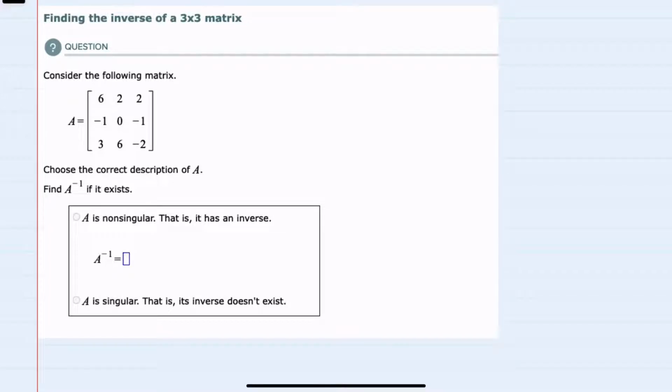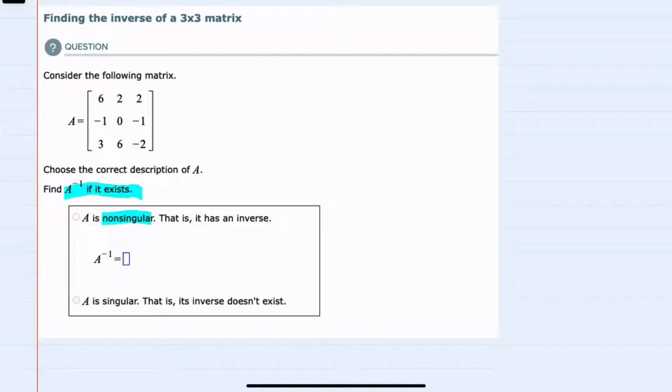In this video, I'll be helping you with the ALEKS problem type called finding the inverse of a 3x3 matrix. If this is the first time you are attempting to find the inverse of a matrix, I would first watch the video on finding the inverse of a 2x2 matrix, because the process is going to be the same. This is just going to be more. And I'll start by noting that we're finding A inverse.